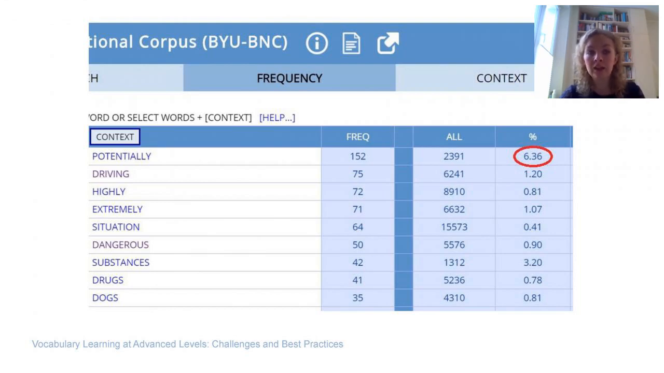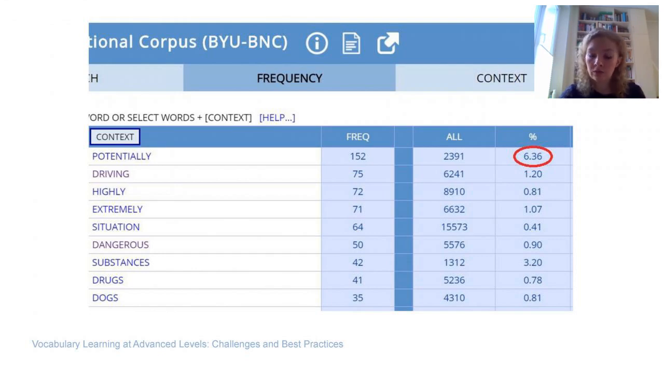and it means that potentially dangerous is a very, very frequent and set collocation. The others are also possible, but they are not so frequent. Highly dangerous is also possible, but not so frequent. And look at driving: dangerous driving. So these words also go very often together. And this kind of information you usually don't find in dictionaries, even in good dictionaries, because a dictionary can give you only some 2, 3, 5 maybe collocations, but not more.